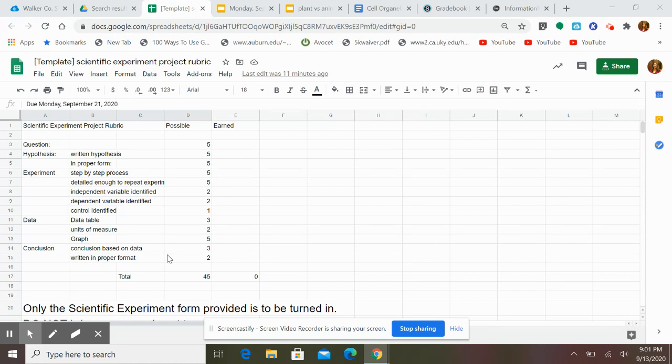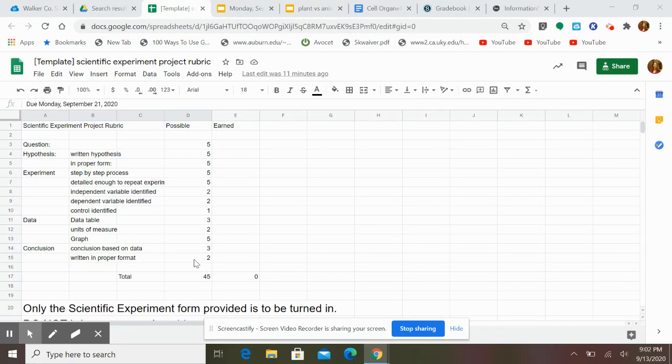This will be very similar to the CER responses that you gave the first week of school. The because part is your reasoning part. Your conclusion makes a claim and it provides data as evidence to that claim. And then you are going to give reasoning as to why you believe it concluded the way that it did.